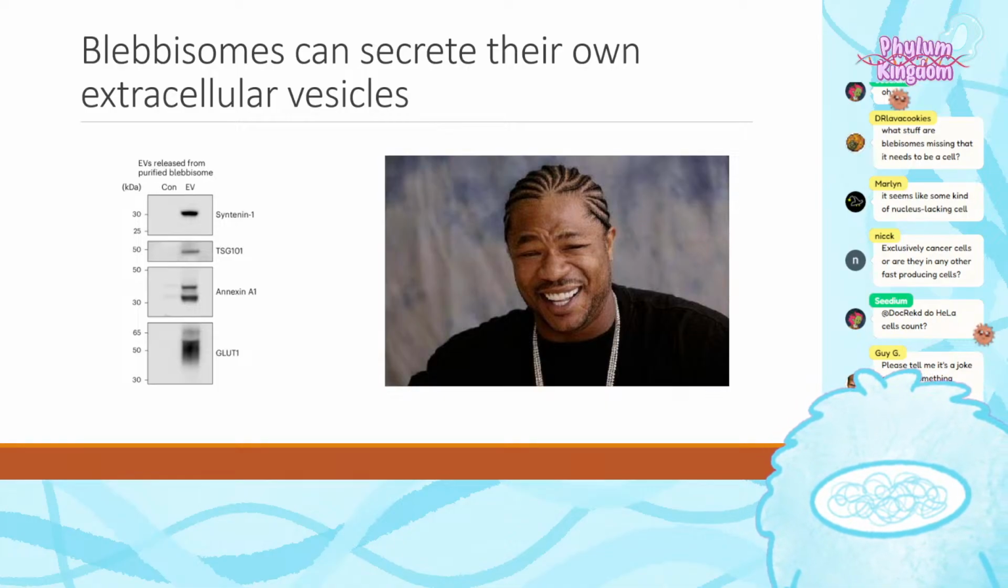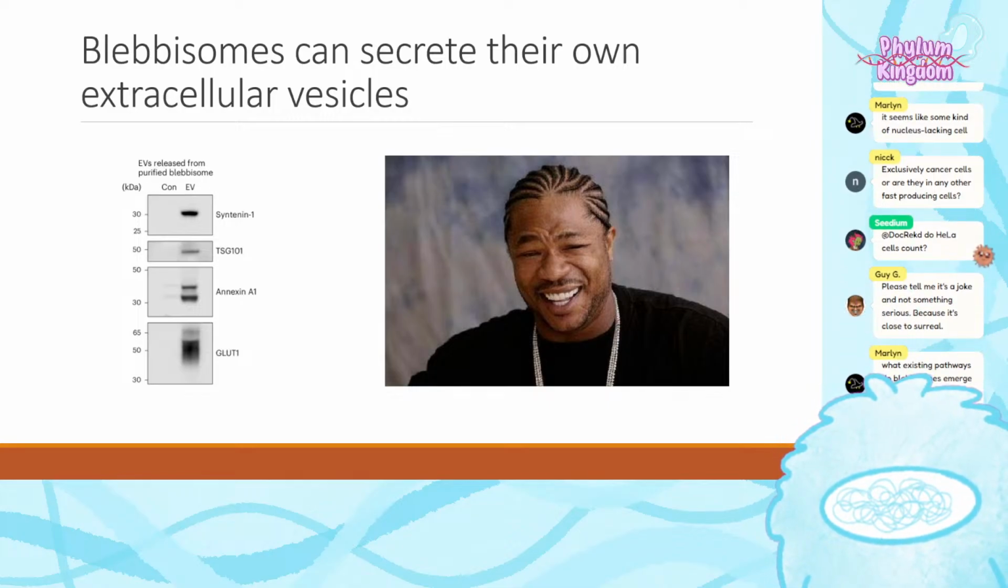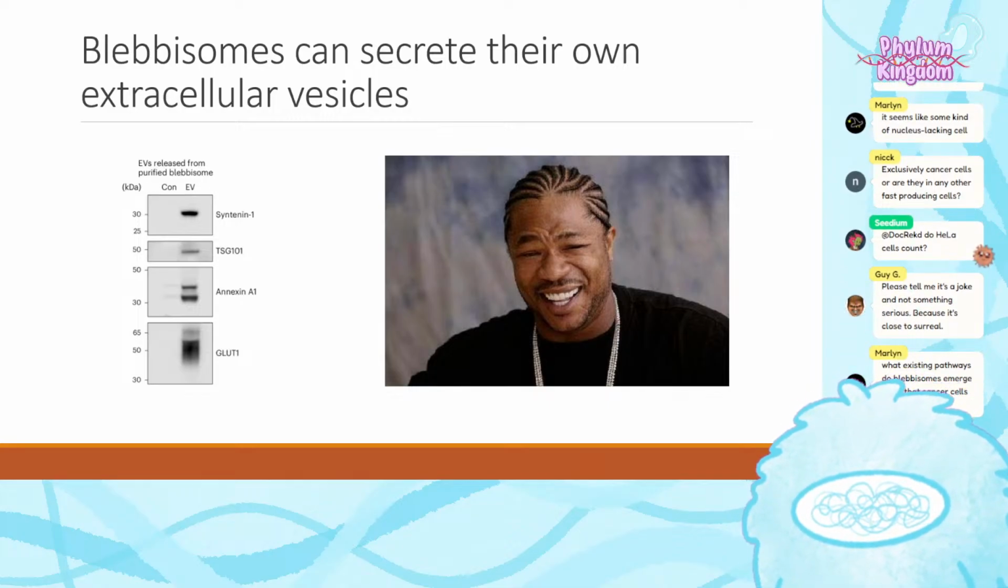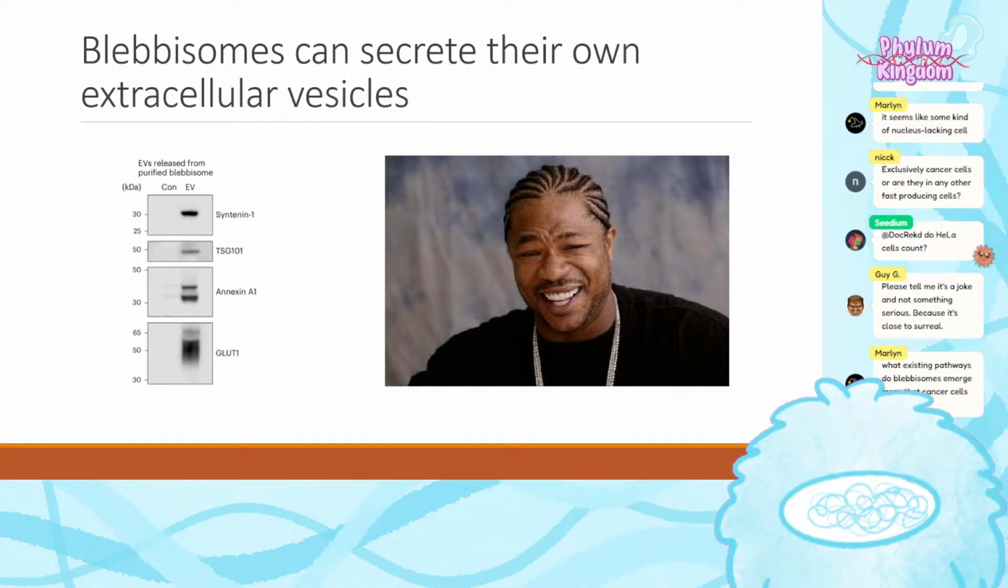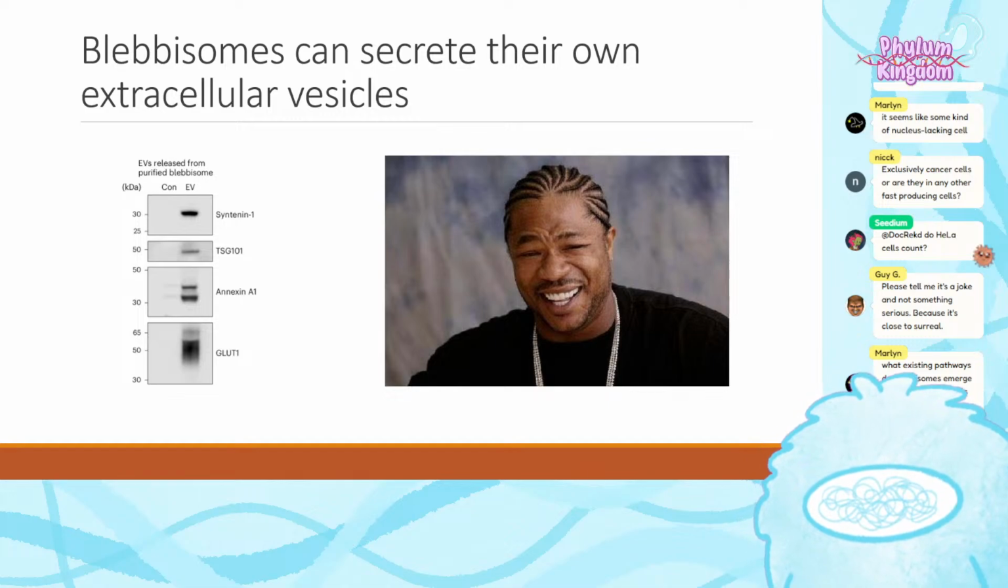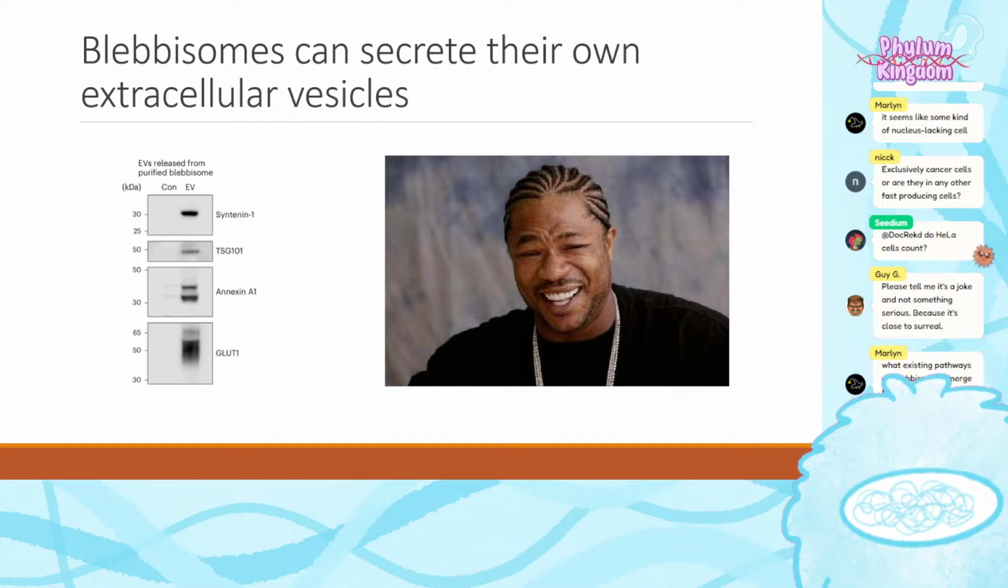Please tell me it's a joke and not something serious, because it's close to surreal. Like the existence of the blebosome, I'm very sorry. It is very real and almost spooky. I don't know. It's weird. It's crazy. It's a little funky. It's nuts.